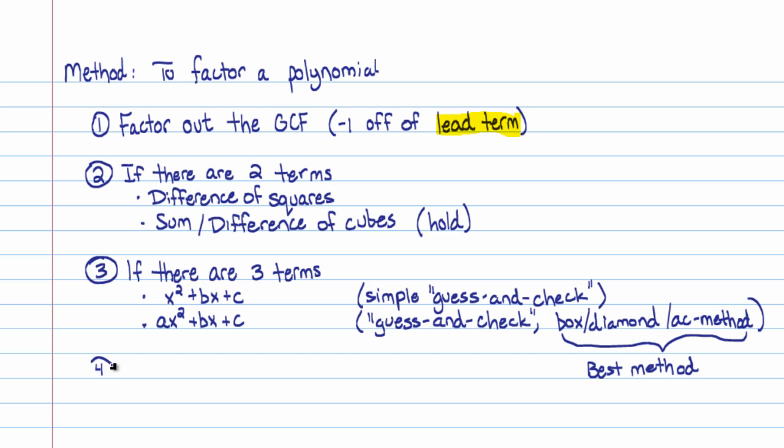And then the last possibility, at least at this level, because honestly, some people will look at this and say, wait a second, if there's three terms, it doesn't have to be x squared plus bx plus c. It could be x cubed plus bx squared plus cx, or something like that. Or it could be x to the fourth plus bx squared plus c, or something different. At this level, we're going to deal with these kinds of polynomials. But there still is a possibility if there are more than three terms. So I'll say if there are four or more terms, then your only hope is factor by grouping.